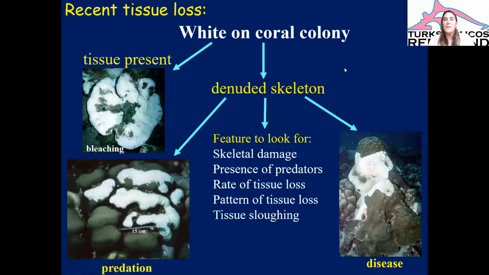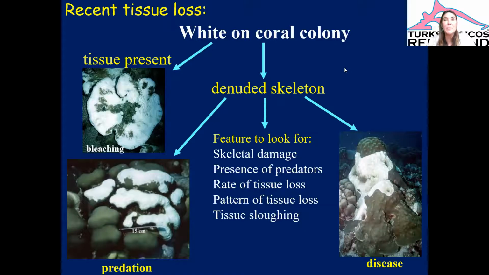So let's start with the beginning. You're swimming along and you see white on a coral colony. Now you need to decide whether it's bleaching or whether it's something else. So as you get closer, you get real close and you have a look, and if there is tissue present, now this implies that you can see some indication of polyps, and you can see tissue. There is flesh there. It is not a denuded skeleton. Well, in this case, you're looking at bleaching.